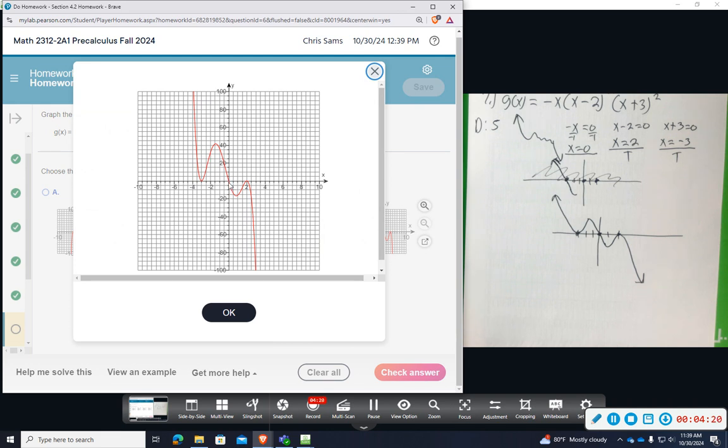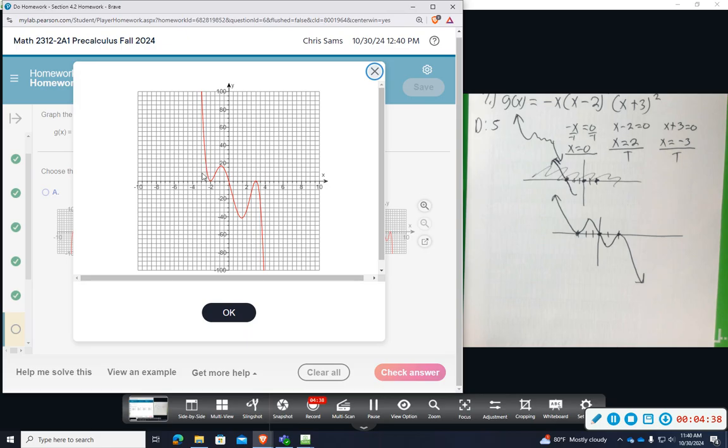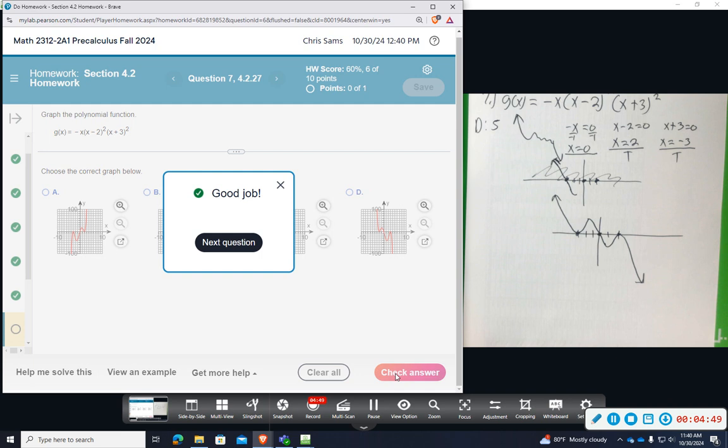So we got 1, 2, 3, 4. So each of these is a half. So that looks like 3. Looks like it's touching at 3, crossing at 0, and touching at 2. This one looks good. And then let's investigate this one. See, that one's touching at negative 2, and we need to be touching at negative 3. So C is going to be the best graph when you investigate the x-intercepts.